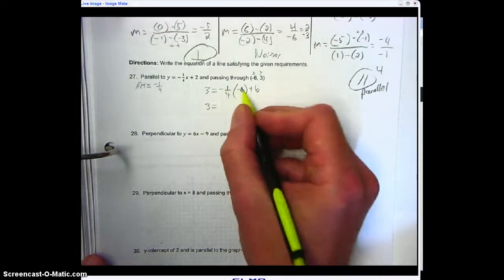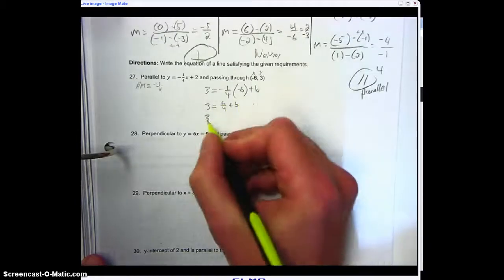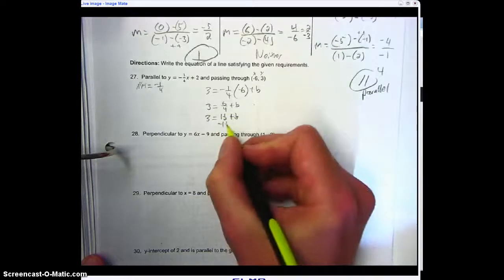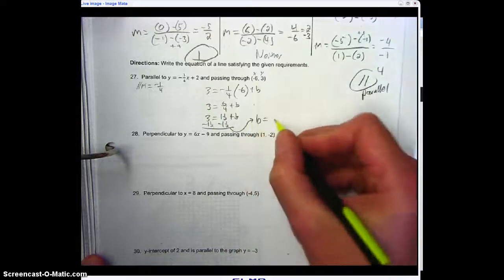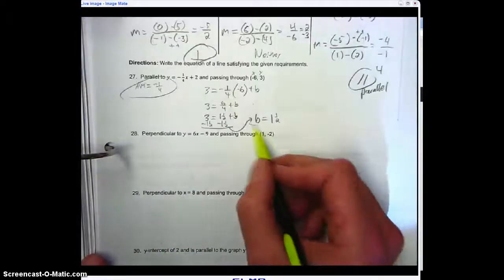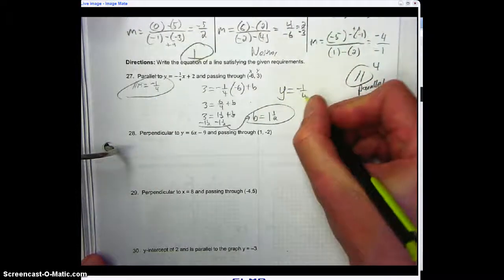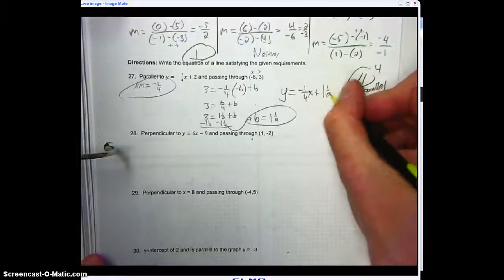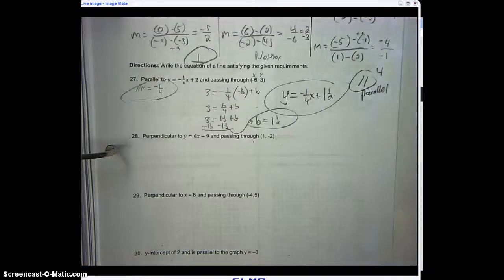Simplified, a negative times a negative is a positive 6/4 plus b. So 3 equals 6/4, which is really 1.5, plus b. If I subtract 1.5 from both sides, you end up with b equals 1.5. There you go. You know the parallel slope and now the new y-intercept, so the equation is y equals that slope x plus that y-intercept. You can leave it as an improper fraction, but I like 1.5 because it tells us where it is on the graph.